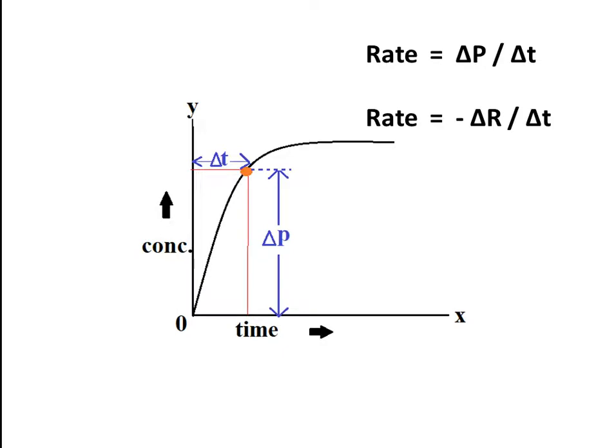As we know, the rate is equal to change in product concentration upon time. While in case of reactant, suppose we have to write the rate, then we have to write negative del R upon del T. There is a question. Why do we put this negative sign here? Because the concentration of a reactant is going on decreasing.